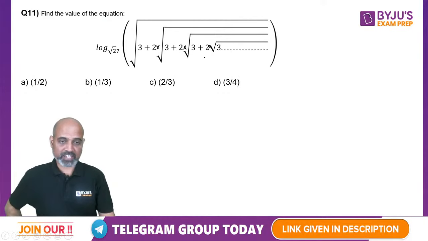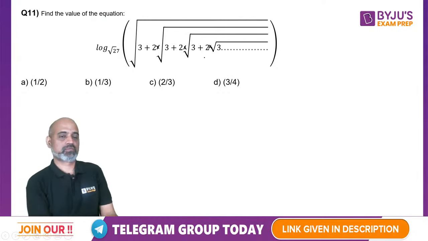C or D. If they're very far, right? 2 by 3 is less than 1, 3 by 4 is more than 1. That is very far.